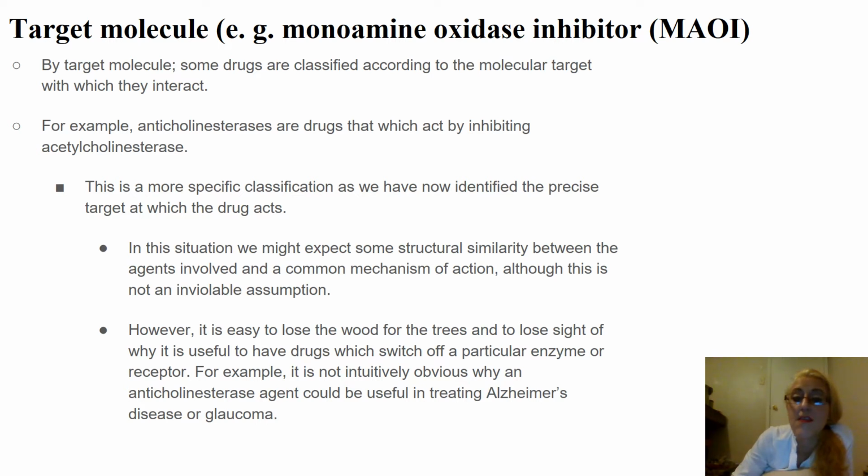However, it is easy to lose the wood for the trees and lose sight of why it is useful to have drugs which switch off a particular enzyme or receptor. For example, it is not intuitively obvious why an anticholinesterase agent could be useful in treating Alzheimer's disease or glaucoma.